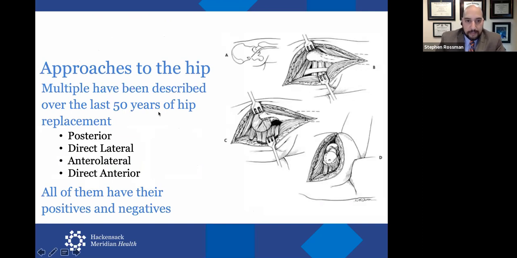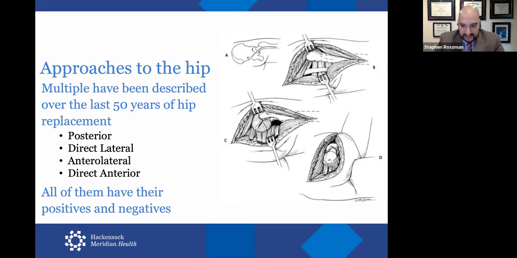Okay, approaches to the hip. Now, there's been multiple approaches to the hip over the past 50 years. And this is one of the most common things that I see in my office every single day. And again, this is the beauty of marketing of what people do. There's the posterior, the lateral, or the anterior approach, which are the main ones. And everybody is touting this anterior approach as this new and greatest thing. And the anterior approach has been around for a very, very long time. It's not something new. But nonetheless, it's the way people are being trained.